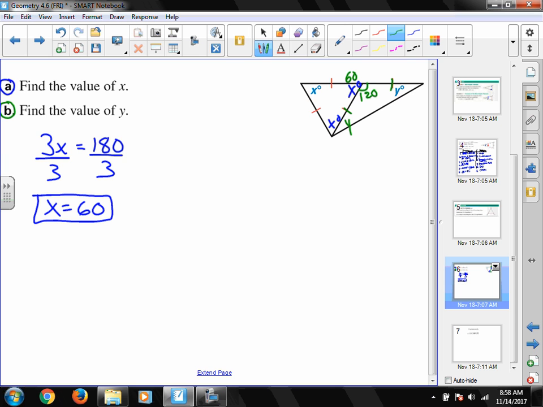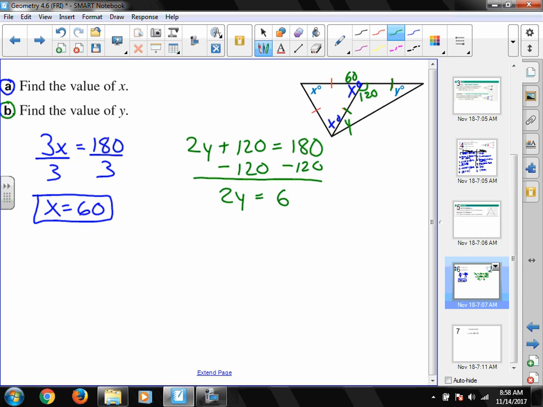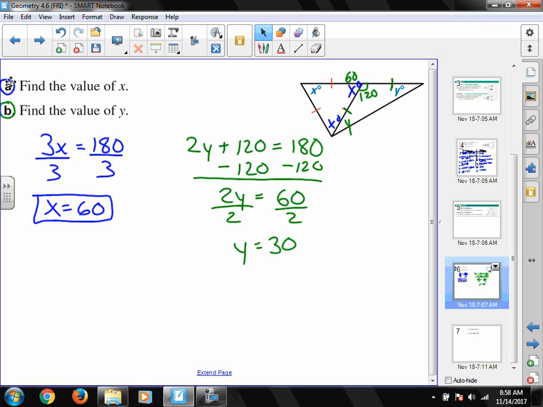So I get that 2y plus 120 is equal to 180. And we can solve from there. Subtract 120 from both sides. You get that 2y is equal to 60. Divide both sides by 2. Get that y is going to be 30. So just look for those different types of triangles. That's what's really going to help you here. And we can solve these triangles using different properties of isosceles and equilateral triangles.